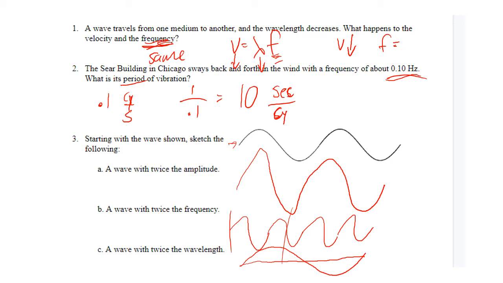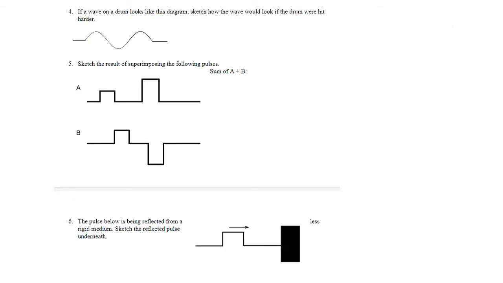If a wave on a drum looks like this, let's sketch how the wave would look if the drum were hit harder. Well, if it's hit harder, that means that the amplitude is going to go up. If the amplitude goes up, it's because it's got more energy, so it's going to look like that.